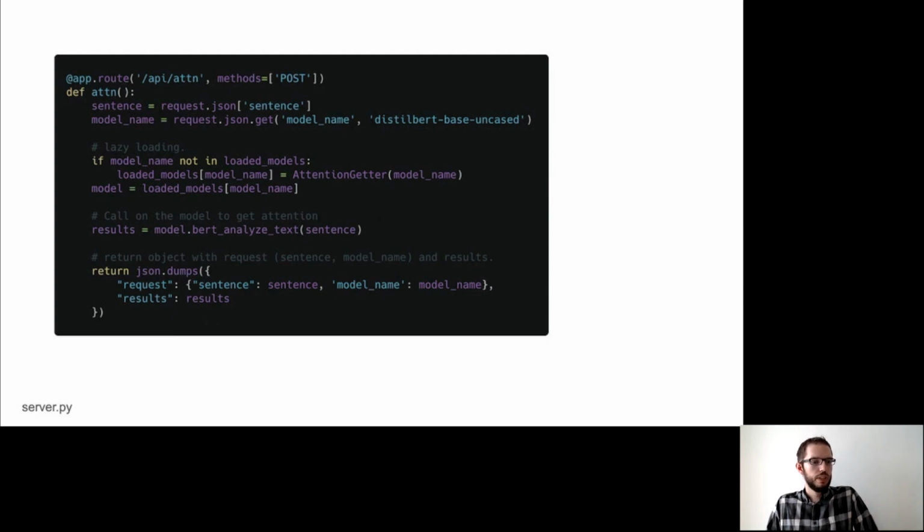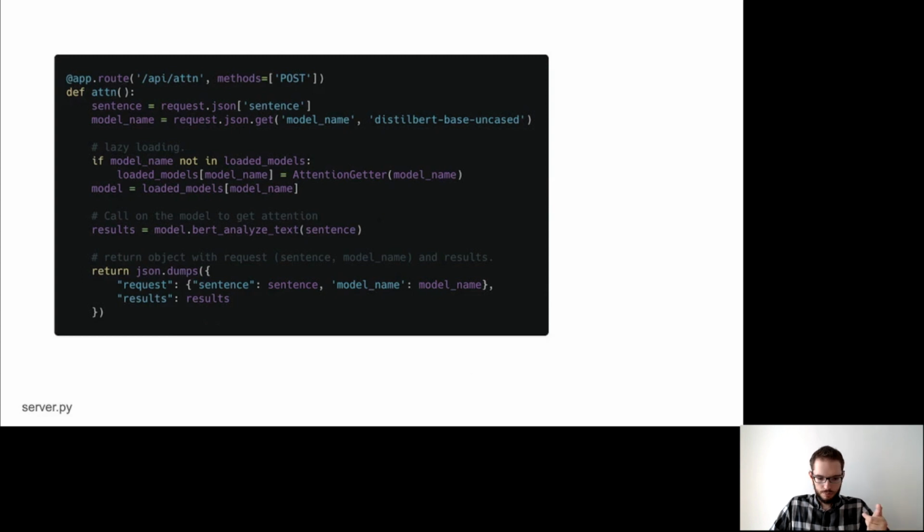Then we call on the model to get the attention. In our case, we call the BERT analyze text because we assume, for the purpose of this exercise, that our models are all masked language models that operate in the same API as BERT. If you're following along on the actual code, you may be able to see that we actually have a special casing for autoregressive language models as well that follow a very, very similar path.